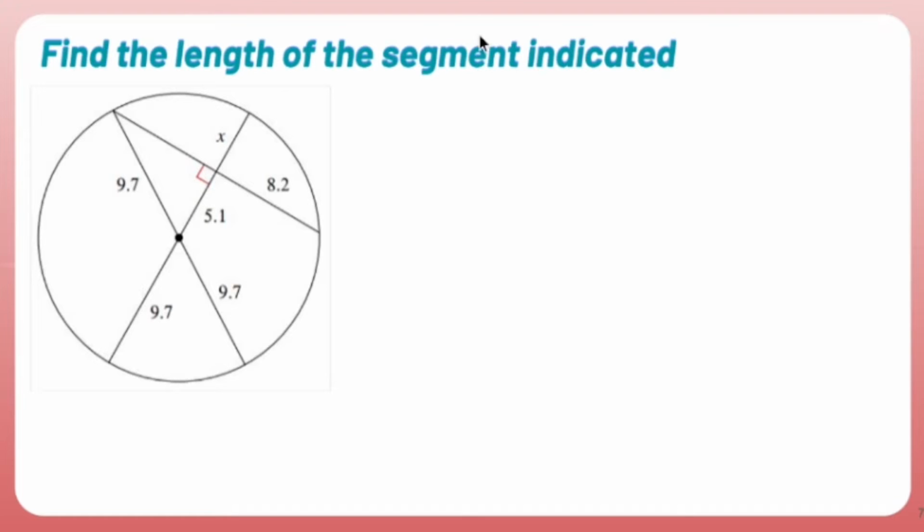Find the length of the segment indicated. The segment that I care about right here is x. I'm given all this information. Diameter, another diameter. Here's a chord. I'm also given the fact that here's a radius, radius, a radius, and they're all 9.7. Now that's important. Not the fact that I give you 3 radii. I don't care how many radii I get.